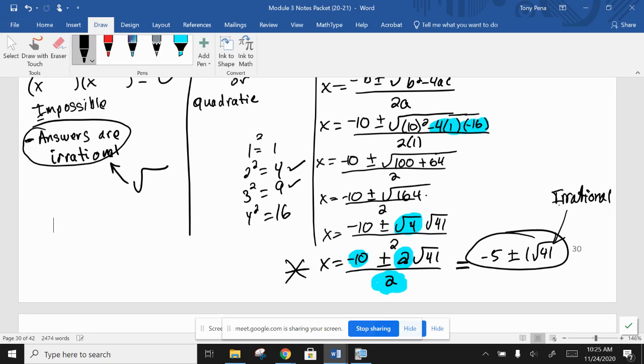The reason we knew it was going to be irrational is because we didn't factor it. If it could factor, then we know we're going to get a rational number.